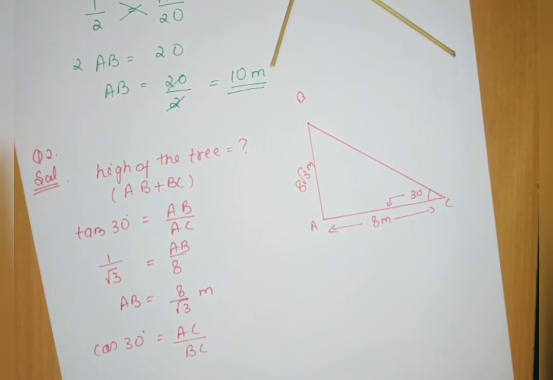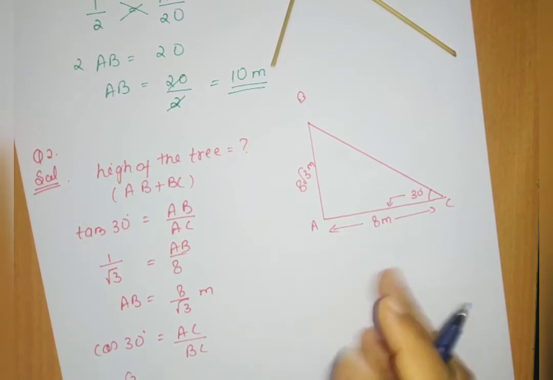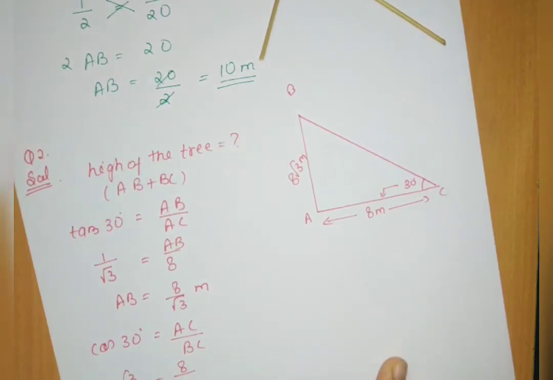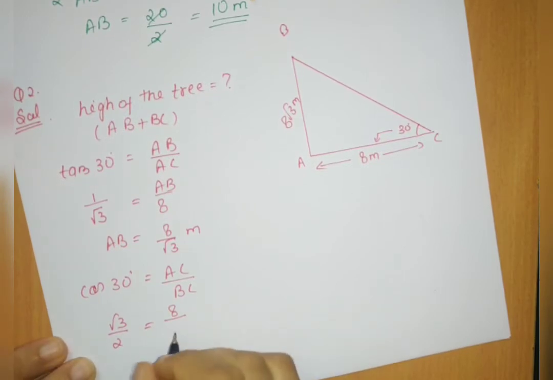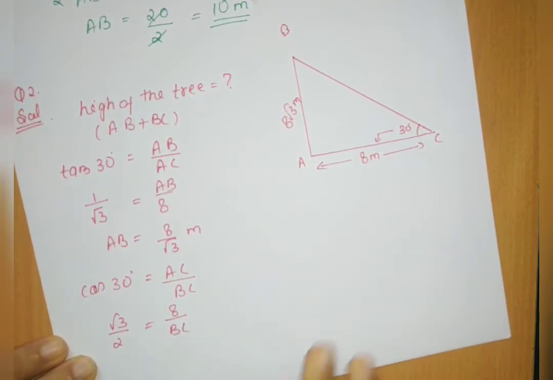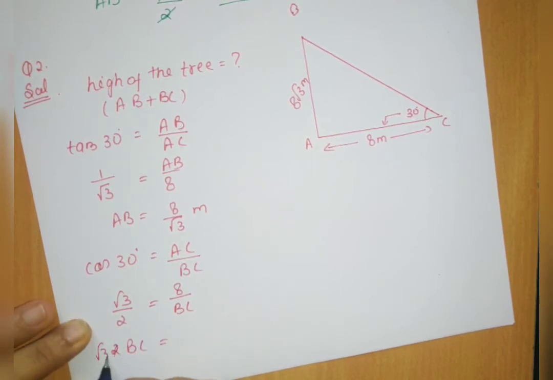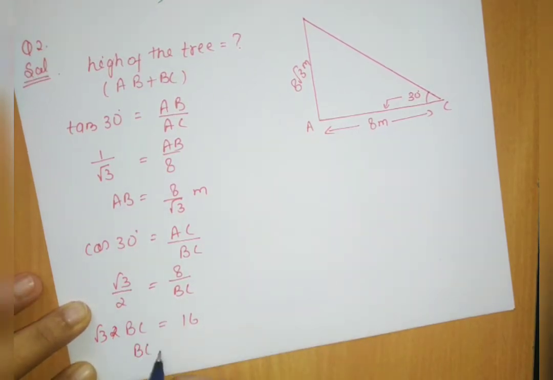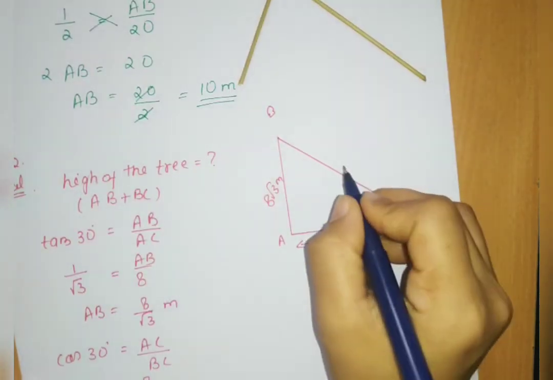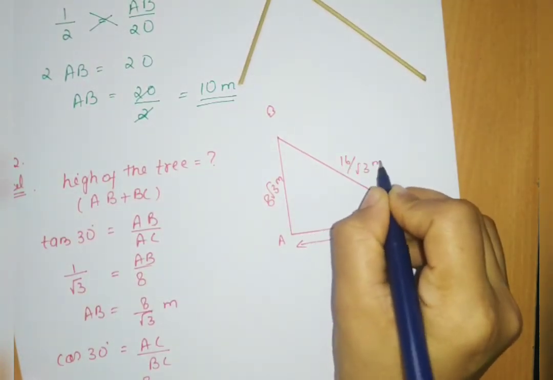Cos 30 is equal to root 3 by 2 is equal to AC. AC is 8 I have. BC how much? BC we have? No. We need to find out BC. Okay. So if I solve this one, cross multiply we will do. 2BC is equal to, not 2BC, root 3, correct? Root 3 BC is equal to 2 8s are 16. So the value of BC we have, that is 16 by root 3 meter.